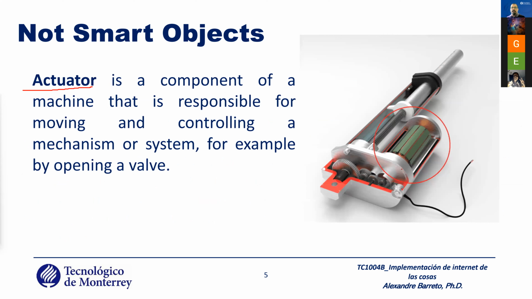Another one is the actuator. An actuator is a machine component that is responsible for controlling one mechanism: open, close. Okay, open more or close more. You can not only open and close, but you can increase the opening. For example, you increase the flow or decrease it.